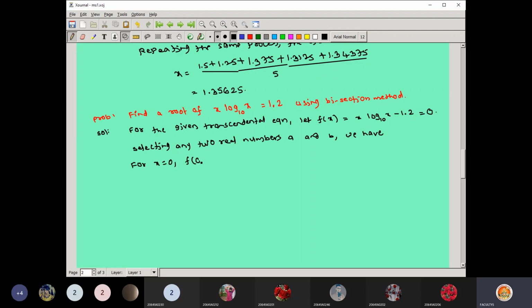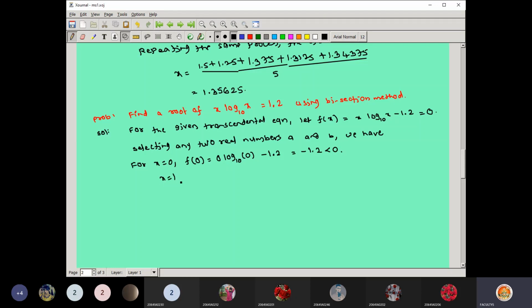So in your function you are substituting x equal to 0. So 0 logarithm of base 10 0 minus 1.2. What is the answer you are getting? Normally logarithm of 0 is taken as 0 only. So finally you are getting the answer is minus 1.2, that is less than 0.